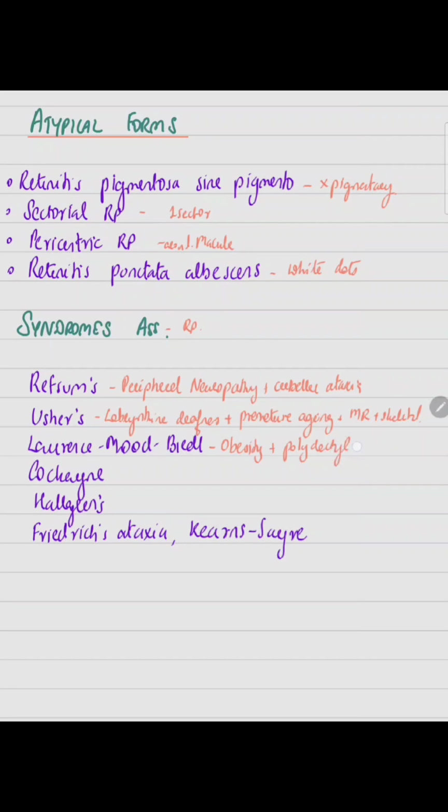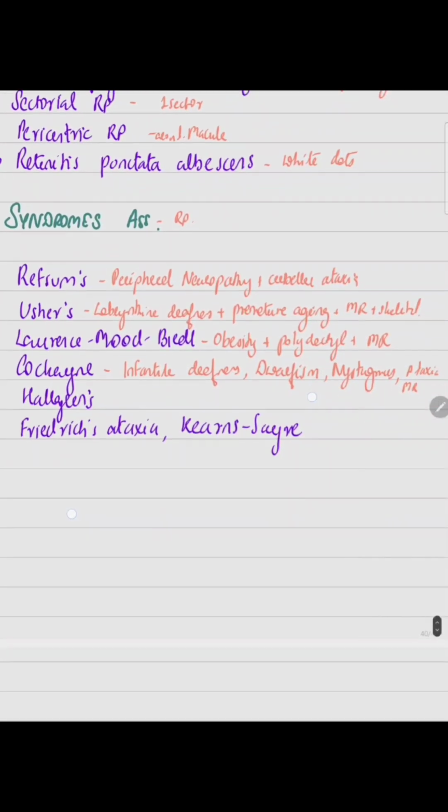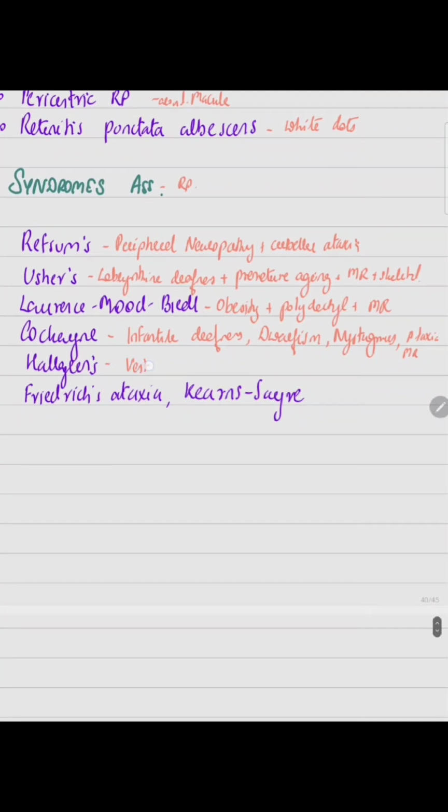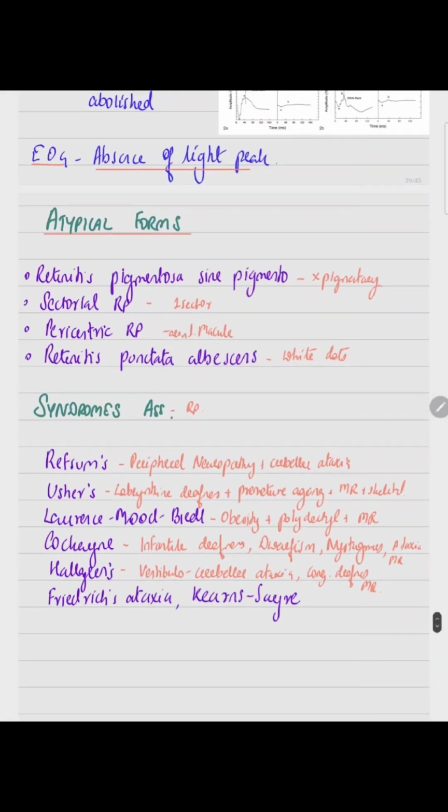polydactyly, mental retardation. In Cockayne syndrome, there is progressive infantile deafness, dwarfism, nystagmus, ataxia, and mental retardation. In Hallgren syndrome, there is vestibulocerebellar ataxia, congenital deafness, and mental retardation. Friedreich's ataxia and Kearns-Sayre syndrome are the other two syndromes associated with retinitis pigmentosa.